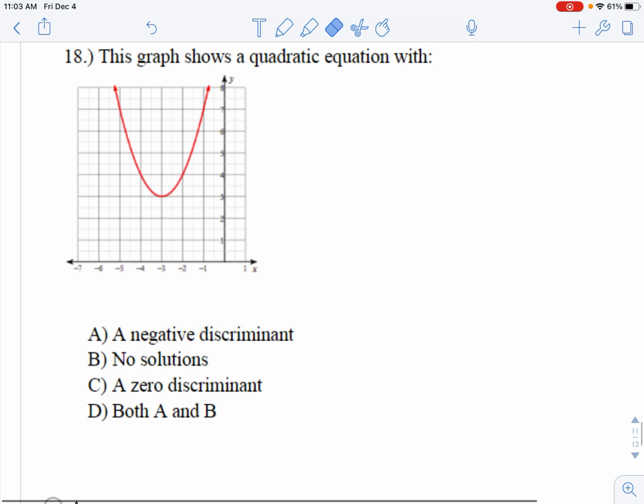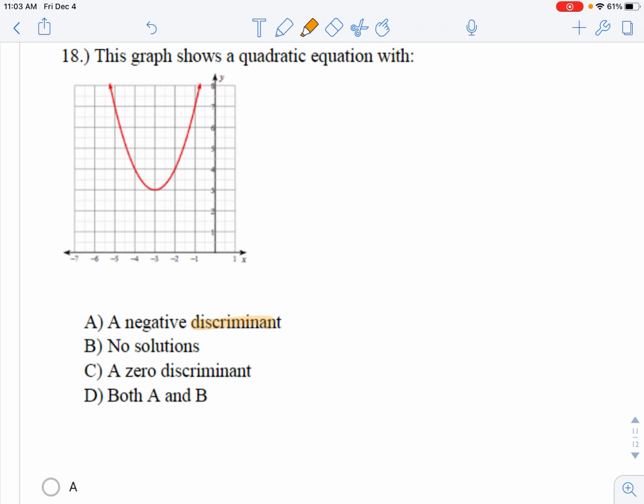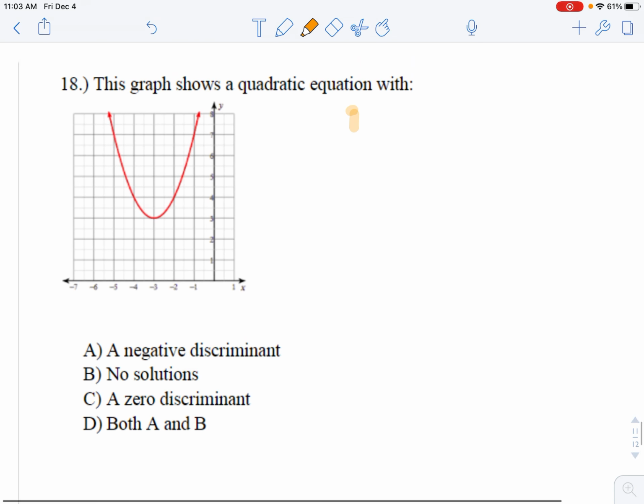Number 18. This is tricky. This was not taught directly to you in any of the lessons. This is kind of seeing if you understand some of the main points and how they tie together. So this graph shows a quadratic equation with what? Well, let's talk about the discriminant. The word discriminant is in a couple of choices. So remember, if the discriminant is greater than 0, there are two real solutions.